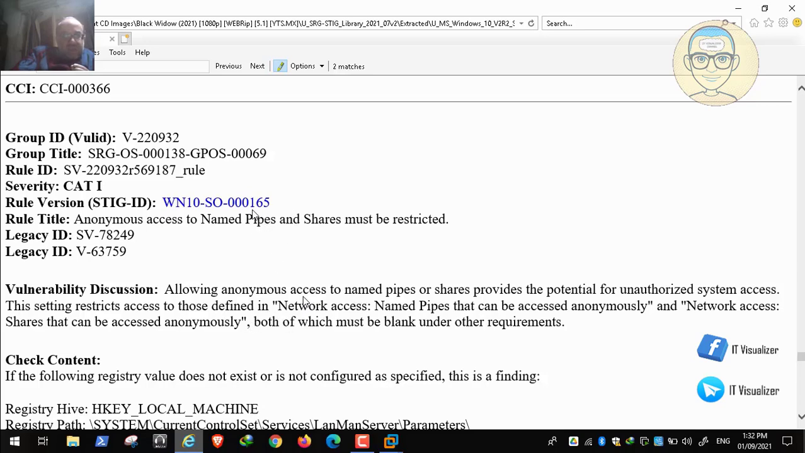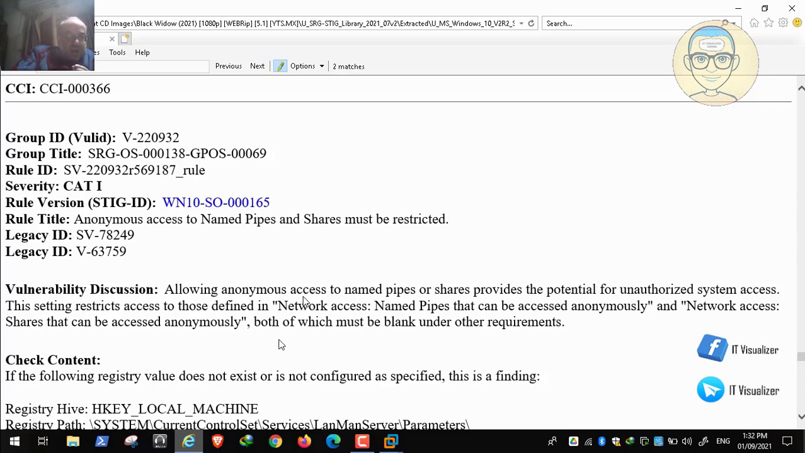Okay, it says that this setting restricts access to those defined in network access named pipes and network shares. So here we will define who can access the named pipes and the shares anonymously, and of course we will define that no one can access these. We will see how we can define who can access anonymously. Anonymous access we will disable completely. We will not leave anyone able to access the SQL or the shares anonymously. He should be an authorized user to access them.